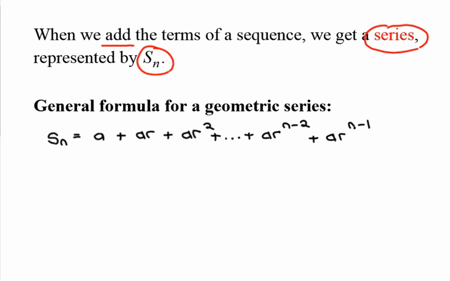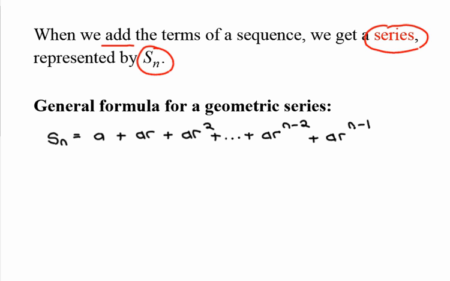If AR to the n minus 1 is the last term, subtract 1 from the n minus 1, and we're going to get n minus 2. That's how we get our second last term. Now there's a little trick in the proof of this general formula. The little trick is to times everything in that equation I've just written by r. So I'm going to times everything by r.